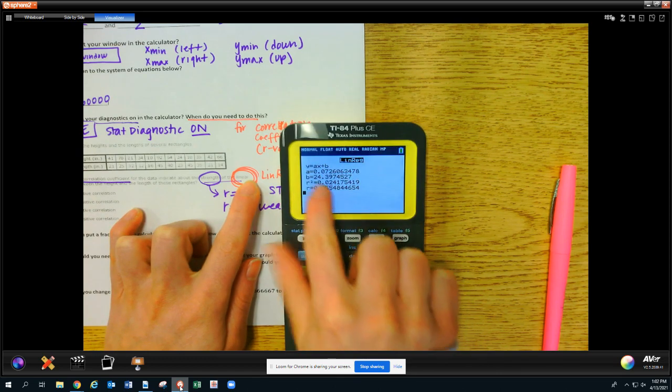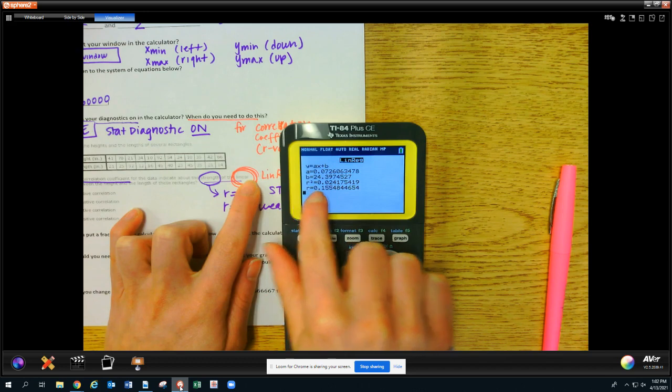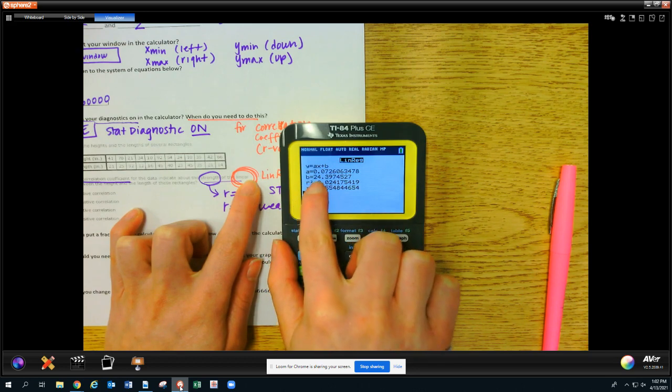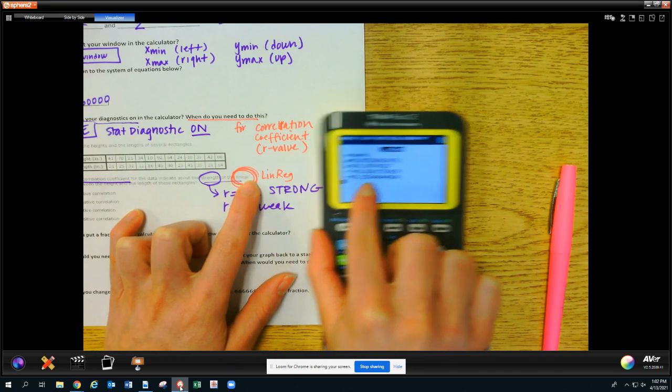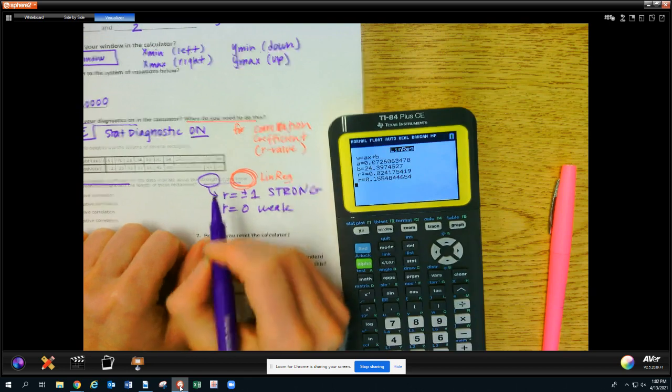Okay, now you do not care about r squared, you only care about r. They're going to put r squared there as a distraction. Completely ignore the r squared. We don't use that here. Okay, so the r value is 0.155.